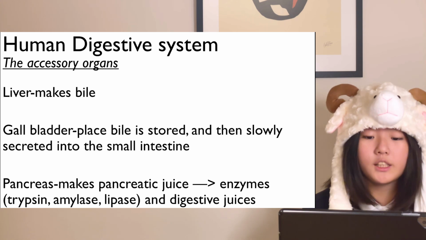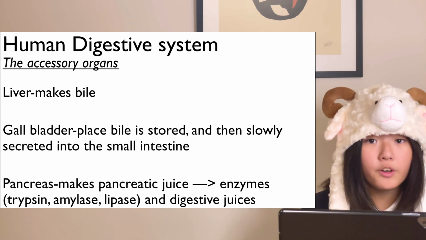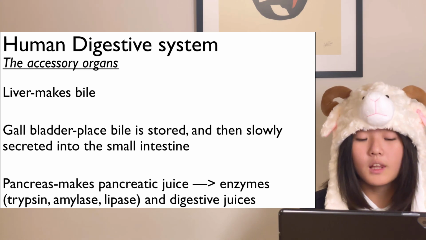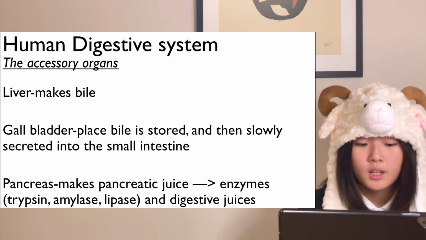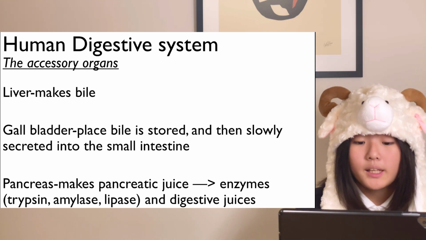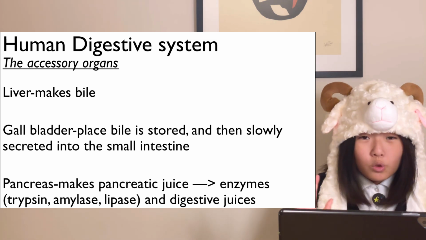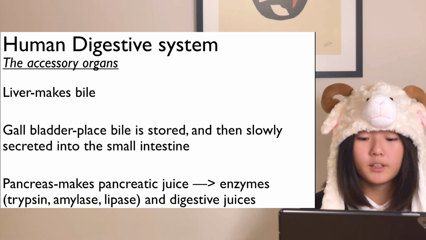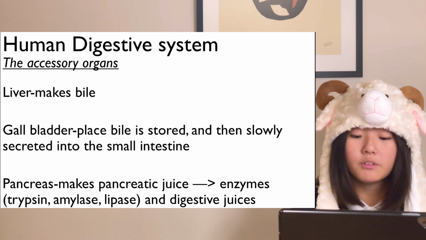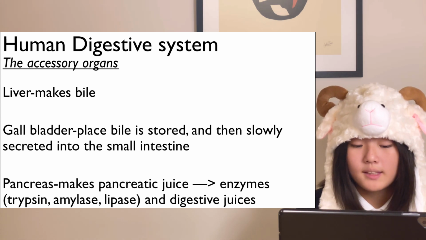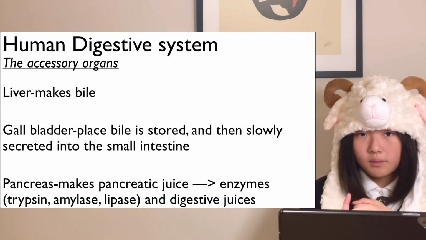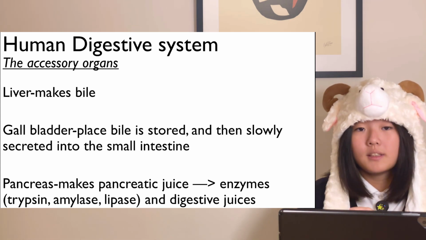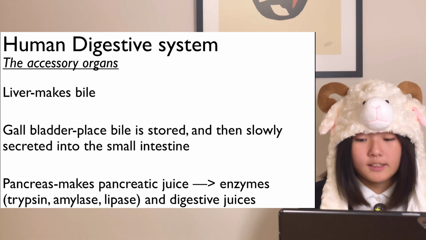Now I'll tell you about the accessory organs. These are also very important. The liver, the gallbladder, and the pancreas. The liver makes bile. The gallbladder is the place that the bile is stored and then slowly secretes it into the small intestine. The pancreas makes pancreatic juice, which is made up of enzymes and digestive juices. The enzymes that it includes are trypsin, amylase, and lipase, all very key enzymes.